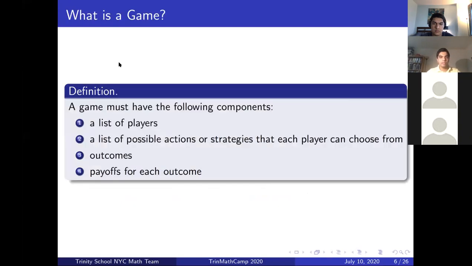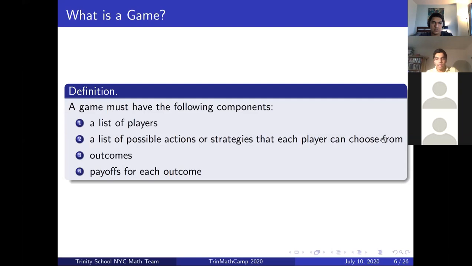There are no questions. So what is a game? A game is formally defined as having the following components. We have a list of players, a list of possible actions or strategies that each player can choose from, outcomes, and payoffs for each outcome. So I believe the first three are rather explanatory. You have a list of players, people who are playing the game, strategies or actions they can take. So essentially, what can they do in the game? Outcomes, essentially who will win and what will happen. But payoffs is maybe not exactly too explanatory.